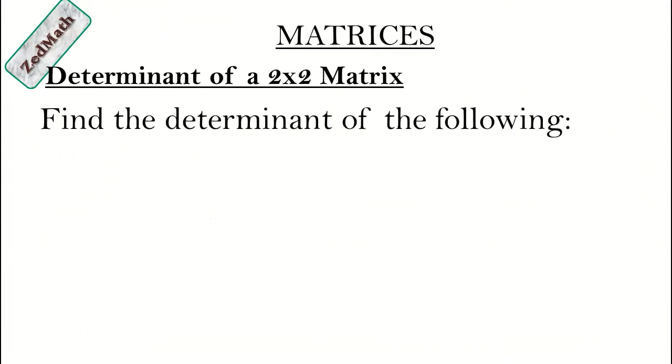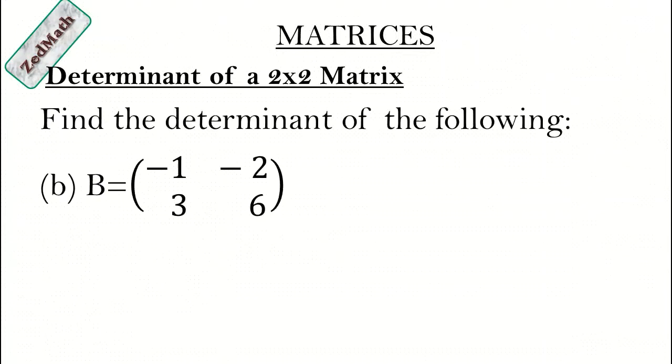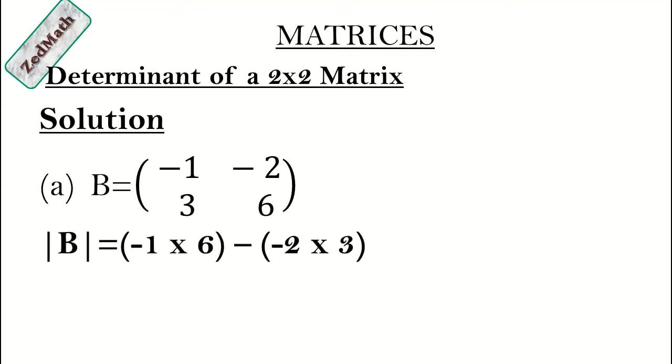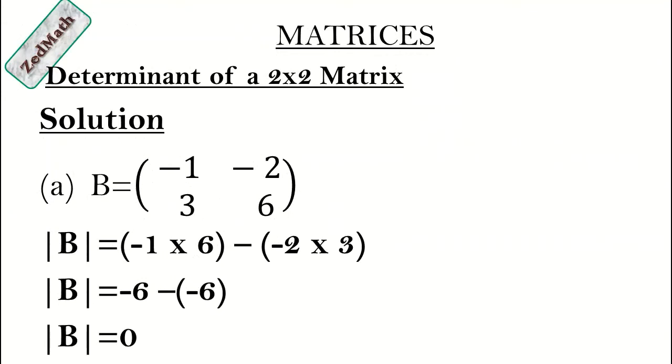Let's take a look at another example. Find the determinant of the following, and that is B. So here's the solution. The determinant of matrix B is negative 1 multiplied by 6 minus negative 2 multiplied by 3. Simplifying this, we get negative 6 minus negative 6, and this is equal to 0.